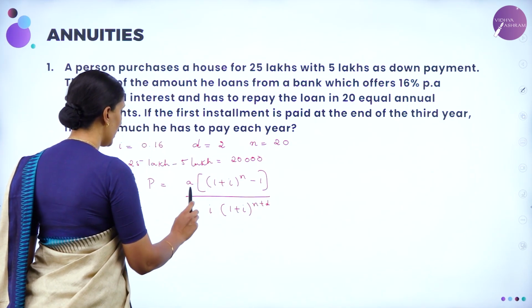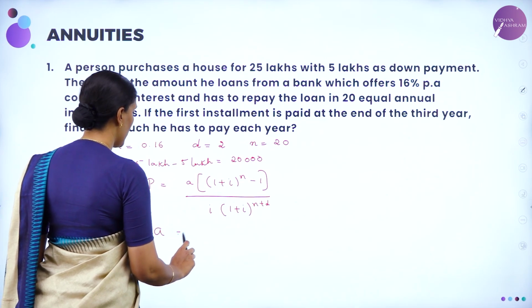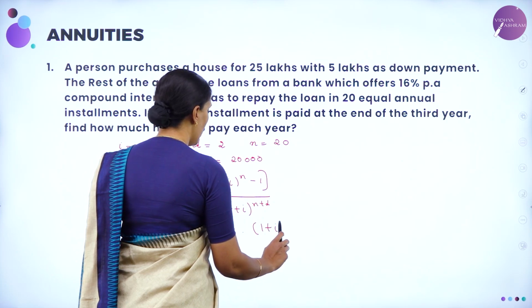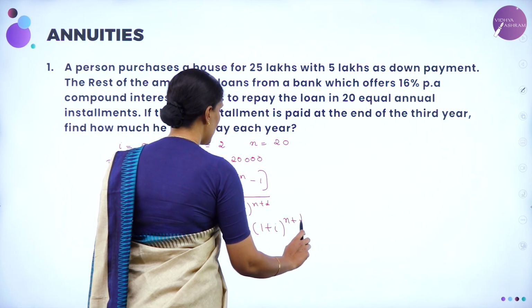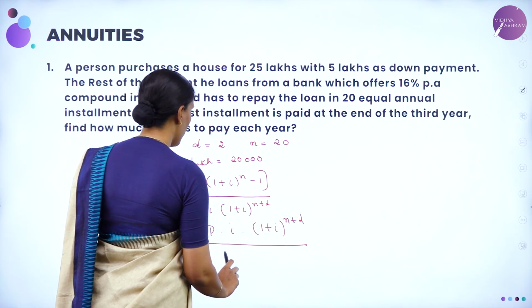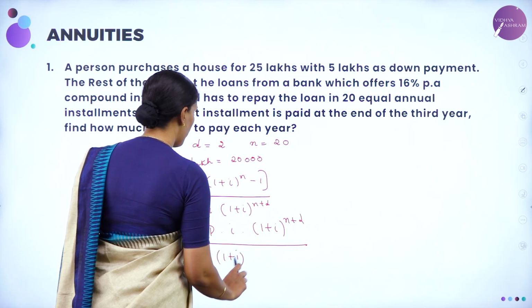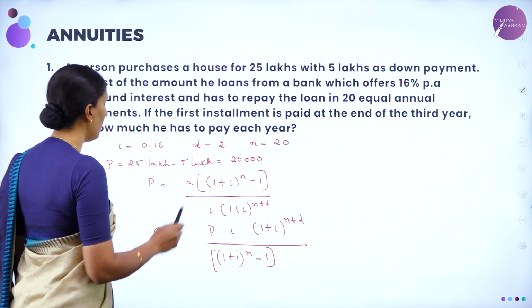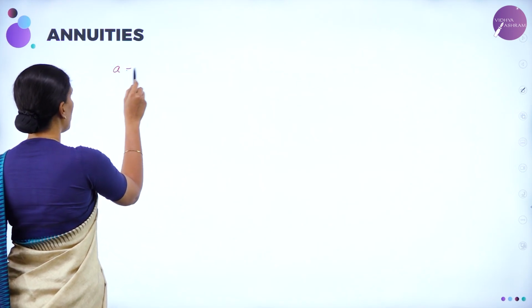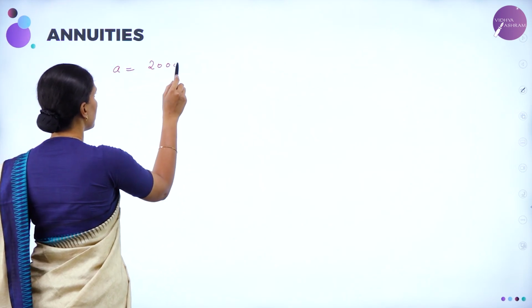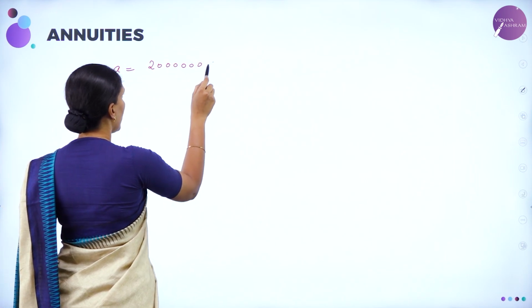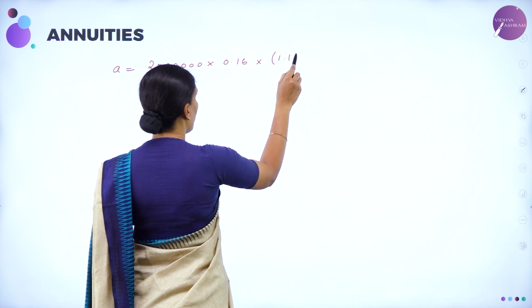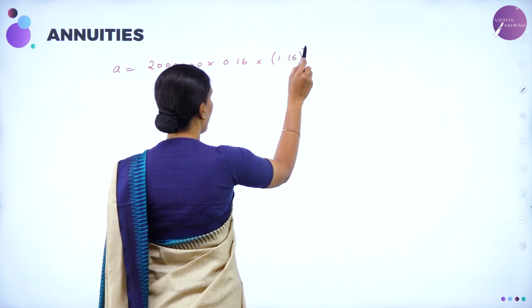So the value here A becomes P into I into (1 plus I) whole to the power (n plus d) whole divided by (1 plus I) whole to the power n minus 1. Now let us substitute the values here. Then A is equal to 20 lakhs into I into (1 plus I) whole to the power (n plus d).